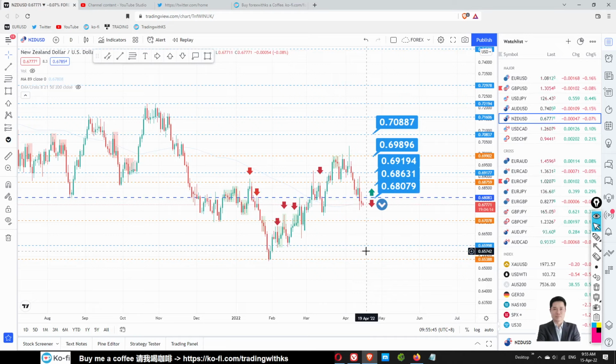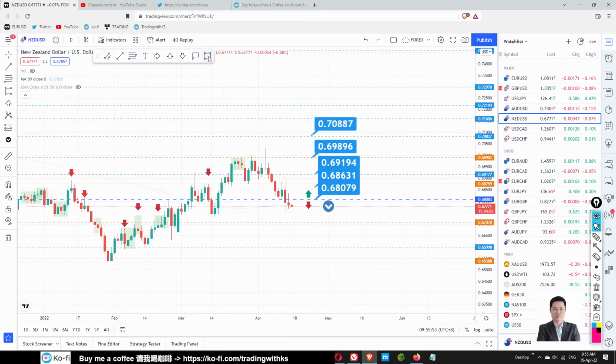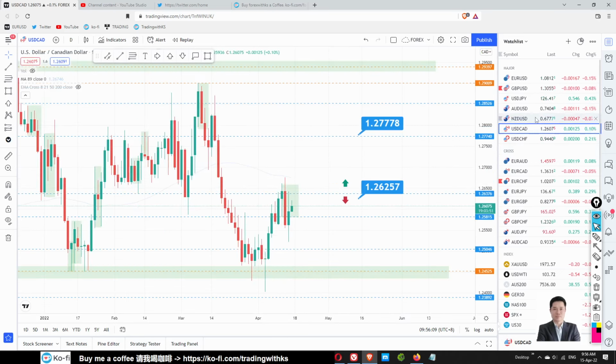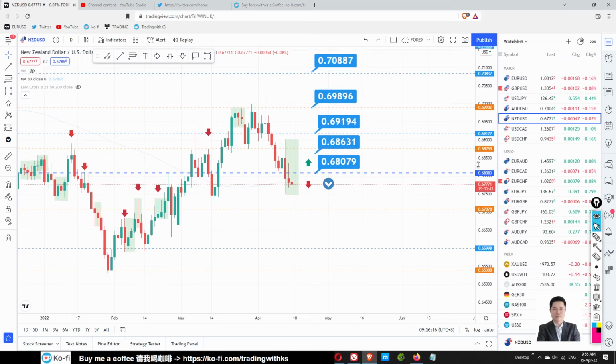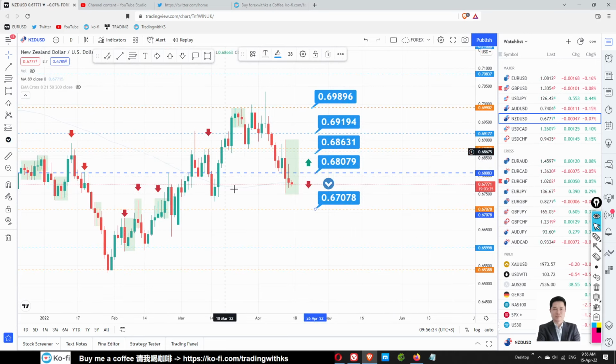0.68079. If the price rebounds above here, we'll look for a buy opportunity. If the price continues to drop below 0.68079, we'll look for a sell. So this consolidation area is important. A rebound above 0.68079, we look for a buy. A rejection below, we look for a sell.